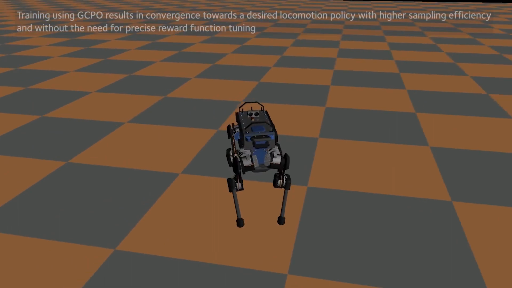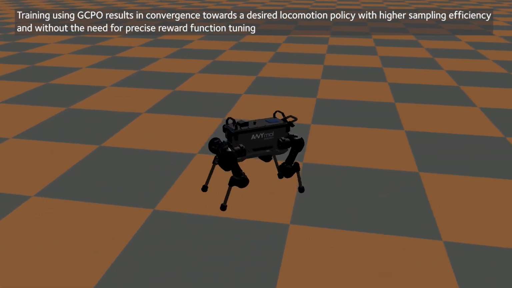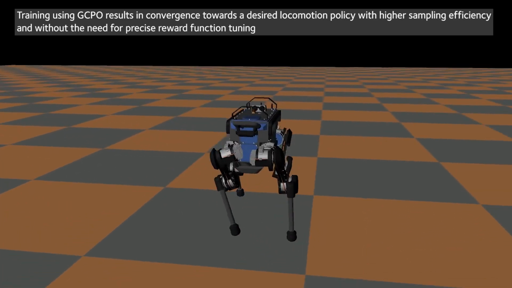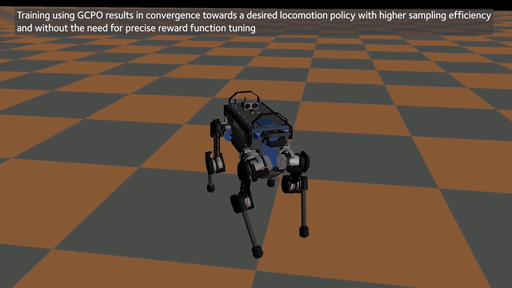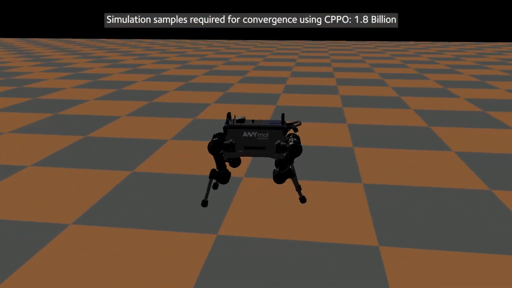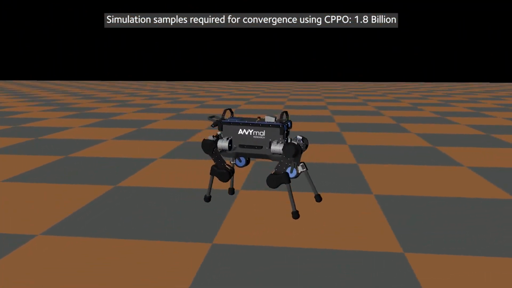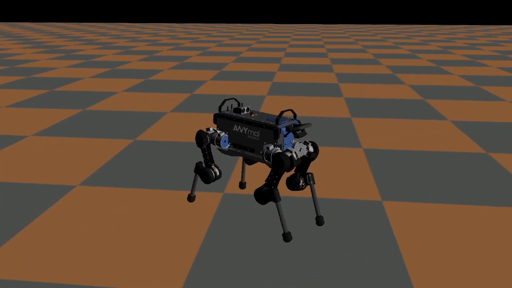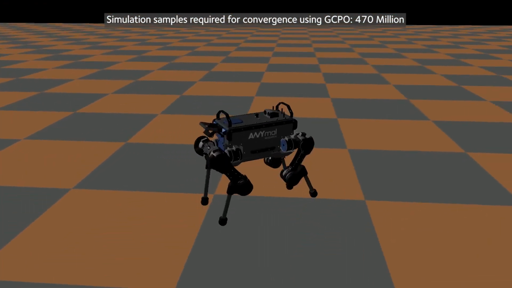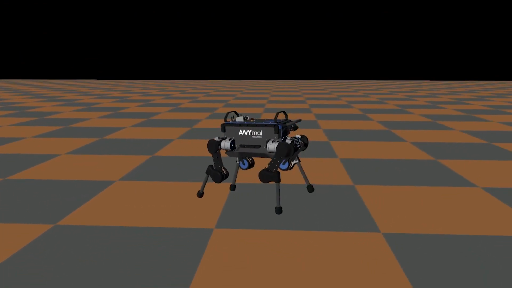In our experiments, we observed that training using GCPO results in convergence towards a desired locomotion policy with higher sampling efficiency and without the need for precise reward function tuning. Using only CPPO, we were able to obtain such a locomotion policy with less than 1.8 billion simulation samples. After introducing GPUs, we obtained this locomotion policy with less than 470 million simulation samples.